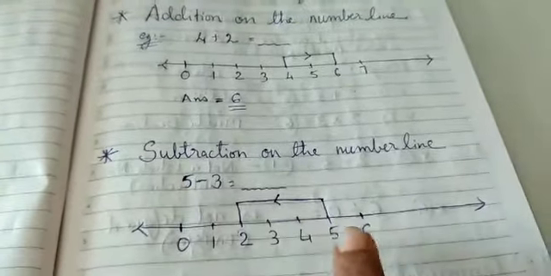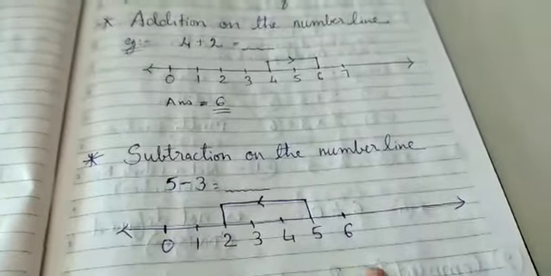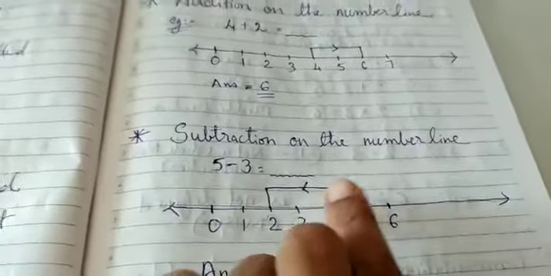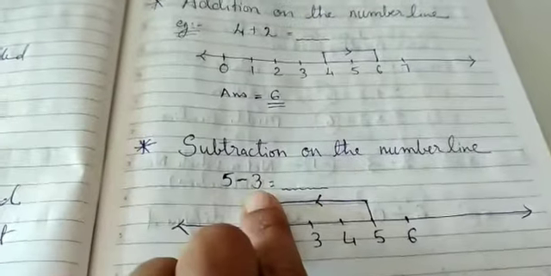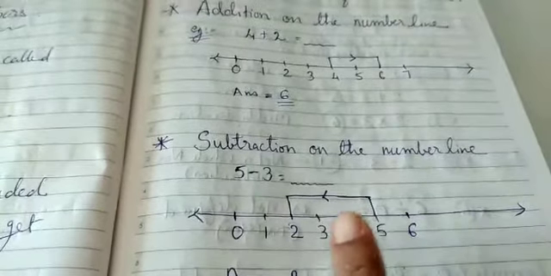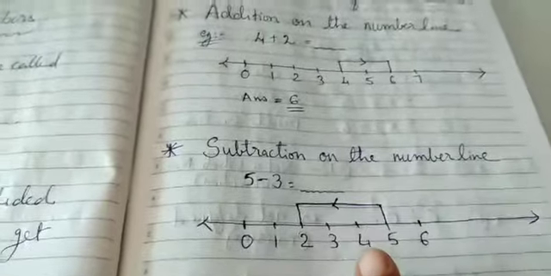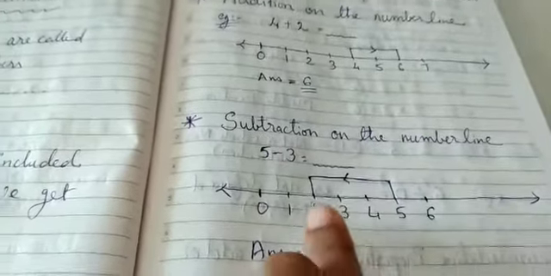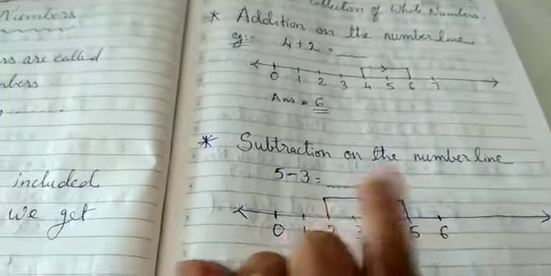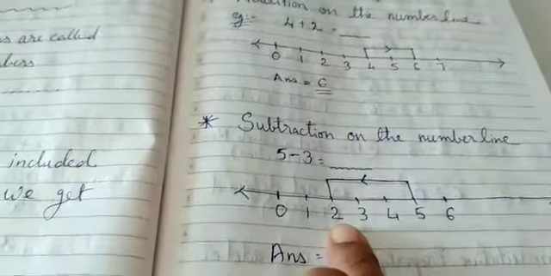Starting number is 5. So make a mark on 5. Then minus sign. That means you have to move towards its left hand side. So arrow will move towards left hand side. How many numbers? 3 numbers. So leave 5 and you have to move 3. Excluding 5, you have to move 3 numbers towards its left hand side. So 1, 2, 3. Stop. Make a mark. Join it. Put the arrow towards left hand side and answer is 2.